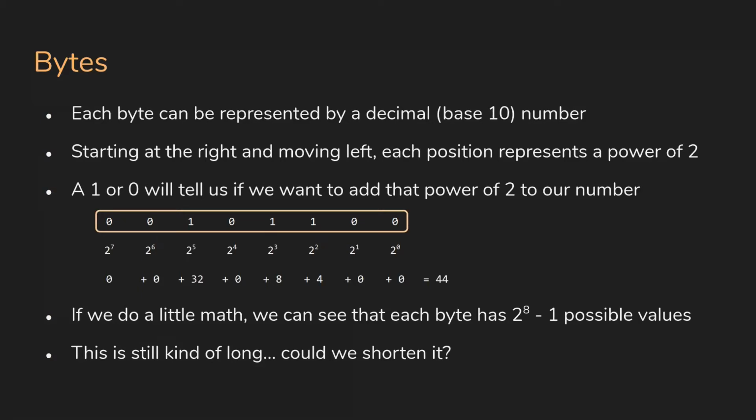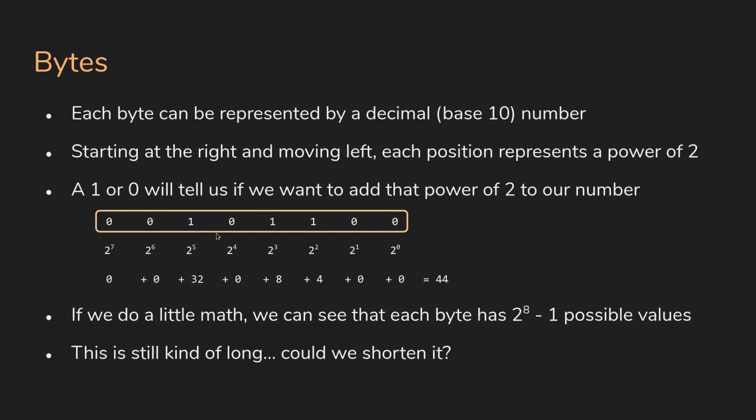Starting at the right and moving left, each position represents a power of 2. Can y'all see my mouse? Okay. So a 1 or a 0 tells us, at these different power positions, whether we want to add that power of 2 to our number. Here on the right is the lowest value bit, 2 to the 0, which is equal to 1. We have a 0 above it, which means we're not going to add that to our sum, so down here we have a plus 0. The same goes for 2 to the 1, which is equal to 2. For 2 to the second power, which is equal to 4, we have a 1 in that position, so we do want to add this. We add plus 4 to our sum.